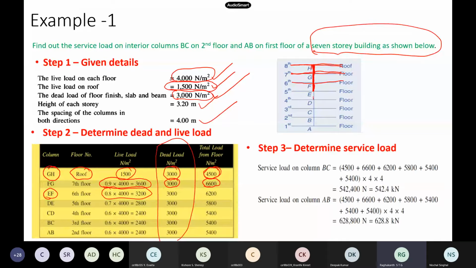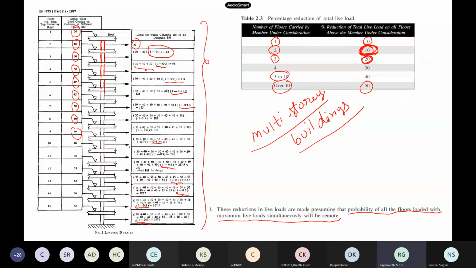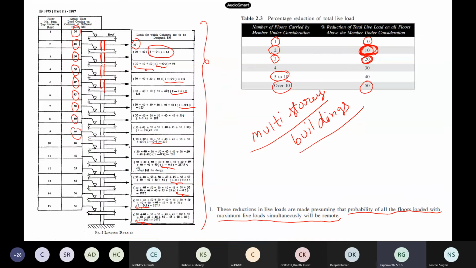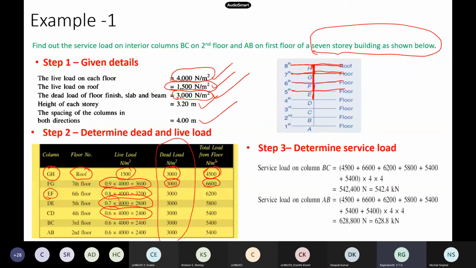Now similarly for DE, this column is carrying 1, 2, 3, 4 floors, including the roof. So four floors means a 30% reduction. Like this, you can calculate for each and every column. The maximum reduction: if it is over 10 stories, you will have a 50% reduction. If it is between 5 and 10, only a 40% reduction will apply. So these are all the loads coming. You followed, right?